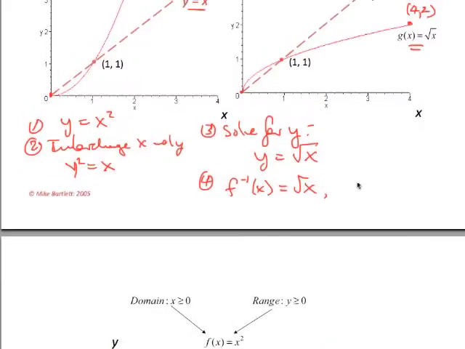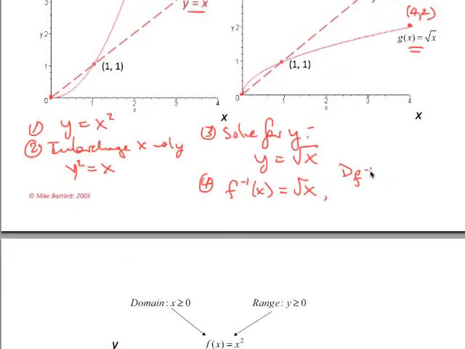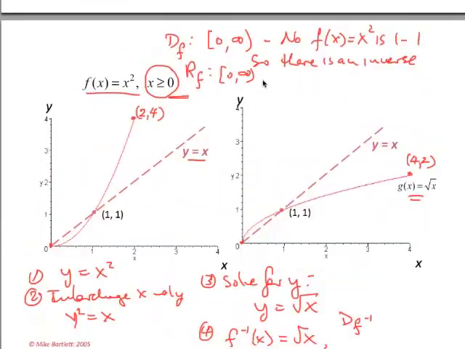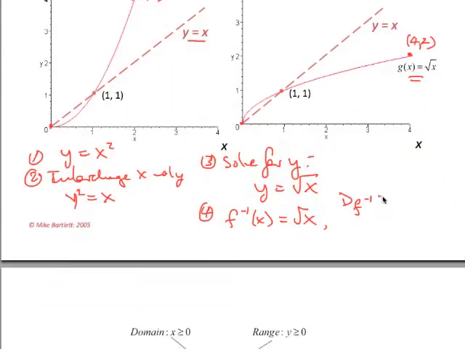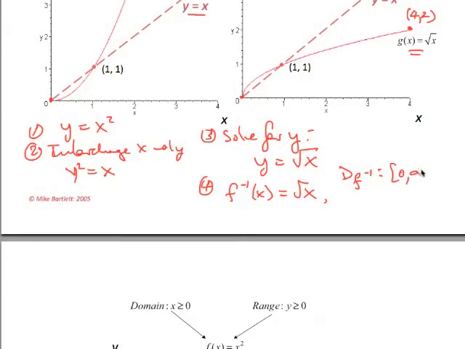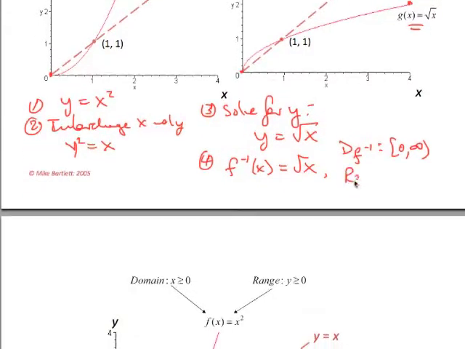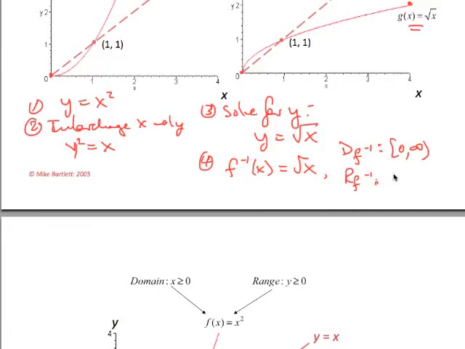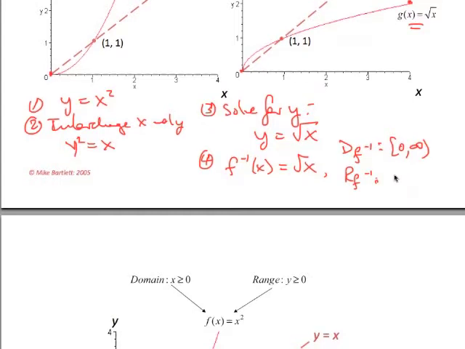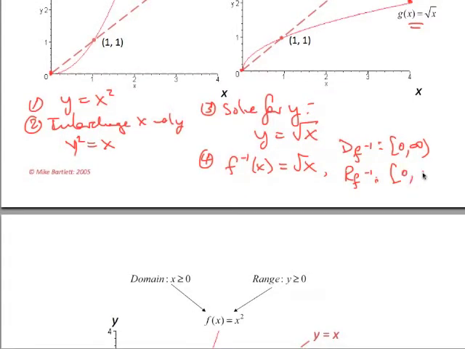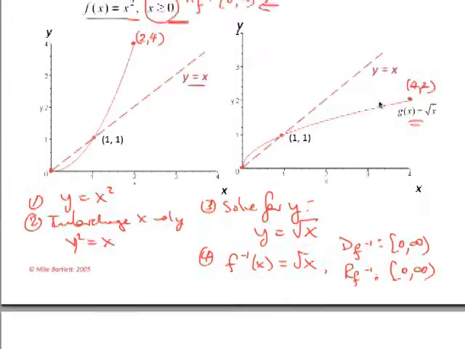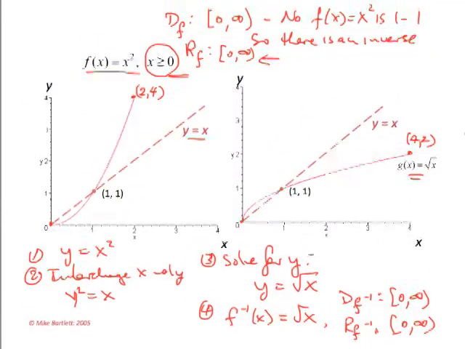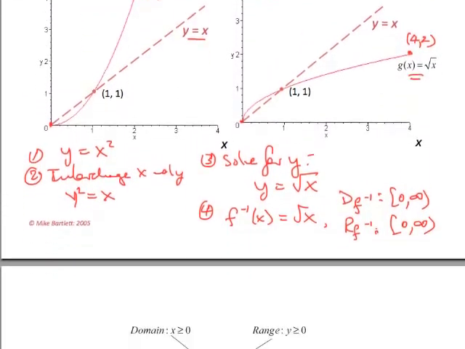And of course, what is the domain? The domain of the inverse is the range of the function. And the range of the inverse is the domain of the function, like so. And so here is our picture.